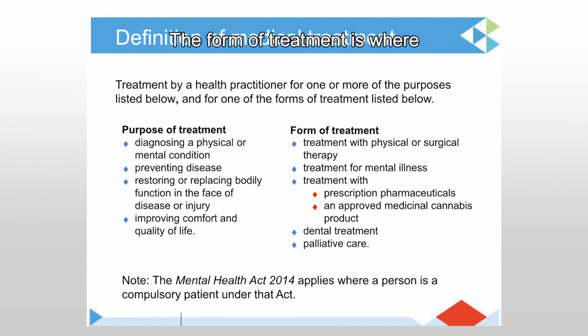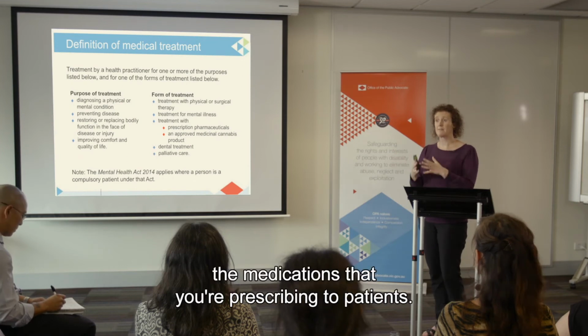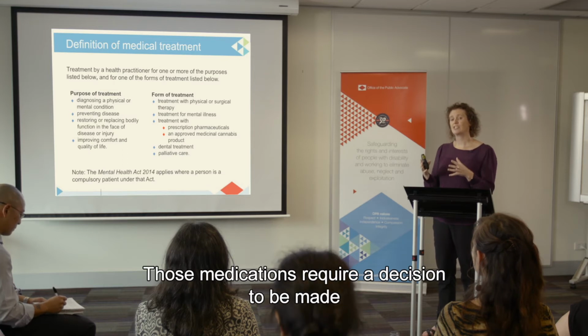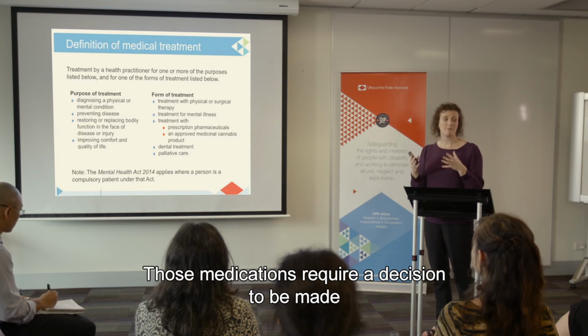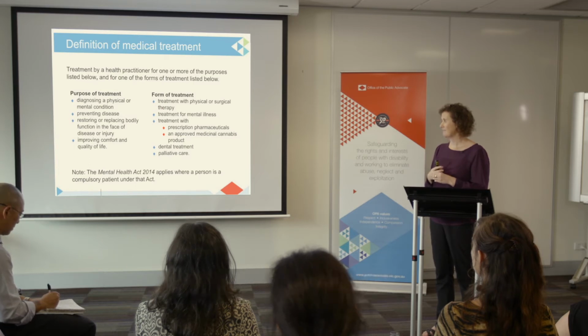The form of treatment is where there is a bit of an expansion. So it's still treatment with physical or surgical therapy, but it also now includes treatment for mental illness. It includes treatment with prescription pharmaceuticals. So you need to now start thinking about the medications that you're prescribing to patients. Those medications require a decision to be made if your patient lacks decision-making capacity.